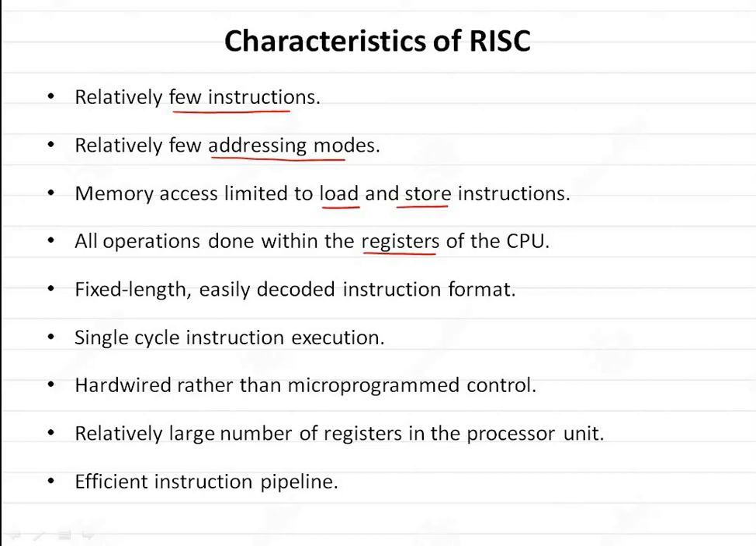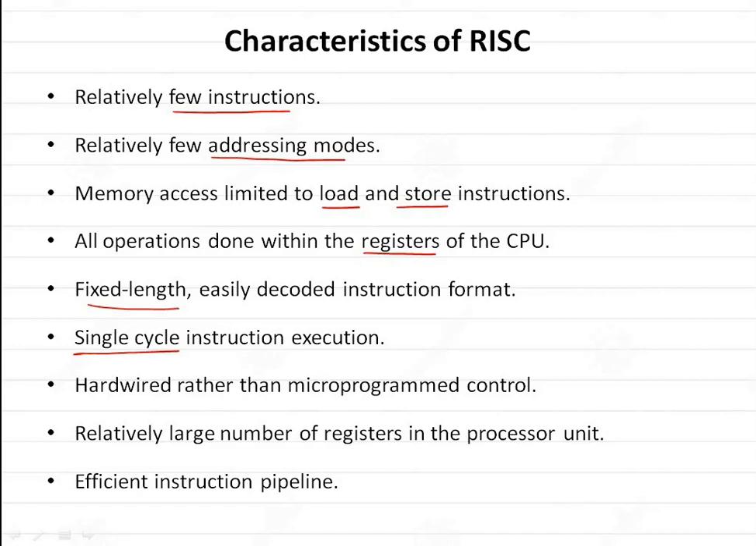Next, the instruction formats are of fixed length. So again the complexity is reduced since we have all the instructions of fixed size. The other thing is that only a single cycle is required to perform an instruction. As compared to CISC architecture, which could take multiple cycles to perform an instruction, here all the instructions are quite easy, and that is why they can be performed in a single cycle.